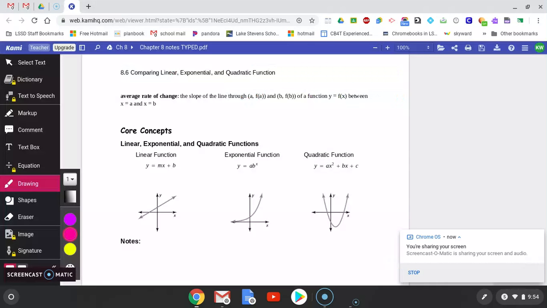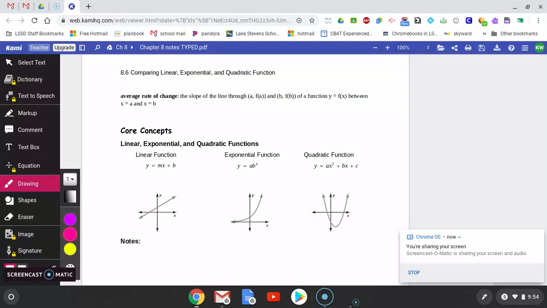All right, today we are moving on to the last section in Chapter 8, which is 8.6. We're going to be comparing linear, exponential, and quadratic functions. So we have looked at all three types of these functions, and so now we're going to look at how do I know which one is going to be. Okay, so average rate of change.